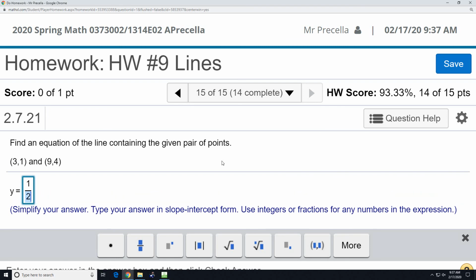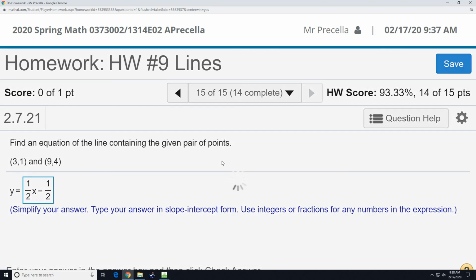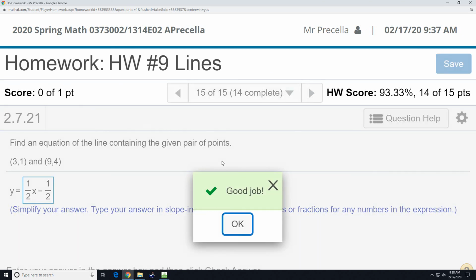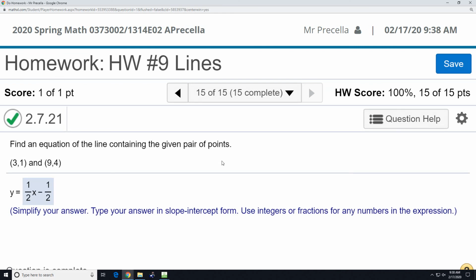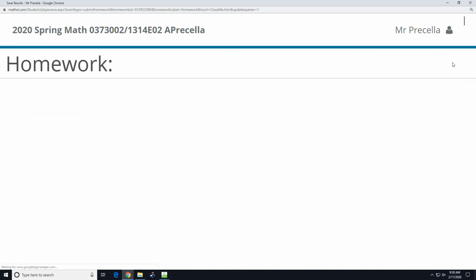1/2, right arrow, x. Notice how I never hit a space key. No spaces, no capital letters in my MyMathLab. Oh, wow. Okay. You did it. I'm going to save this. Now what do we do?